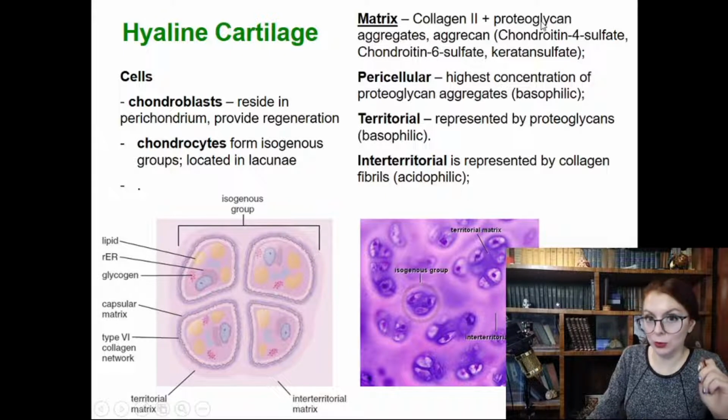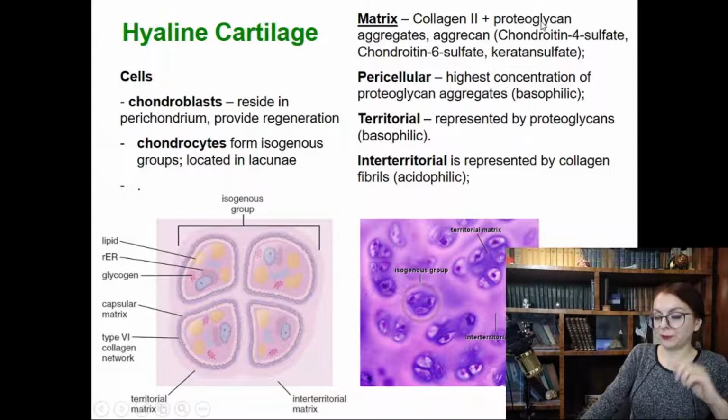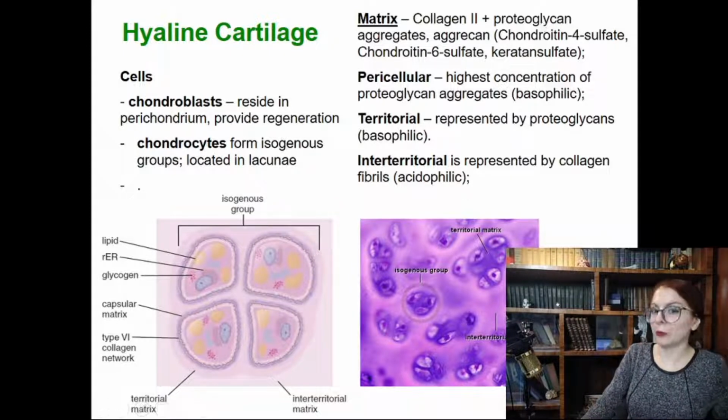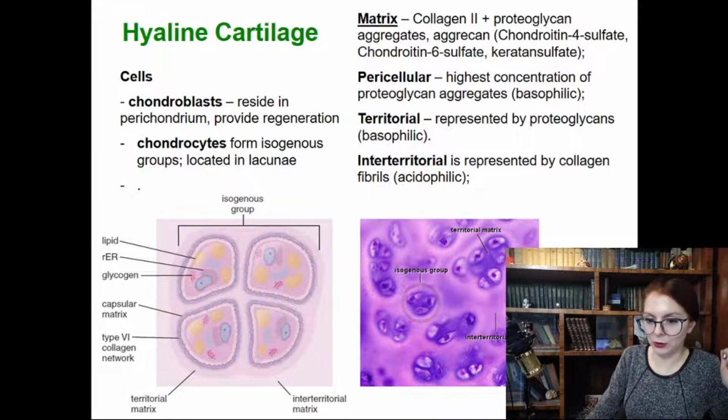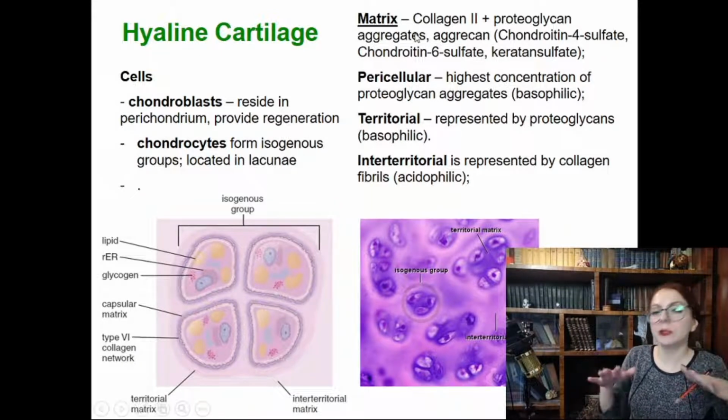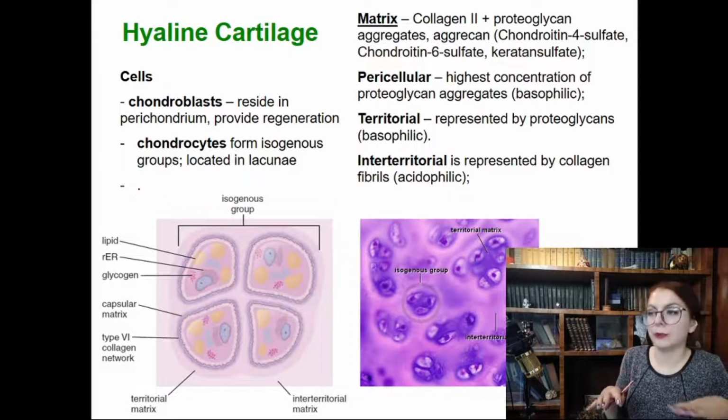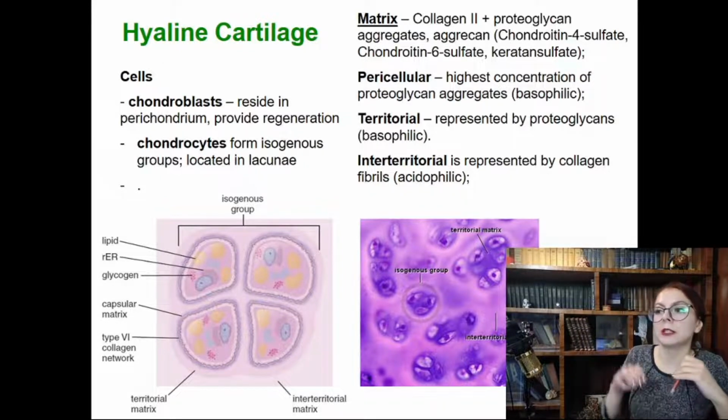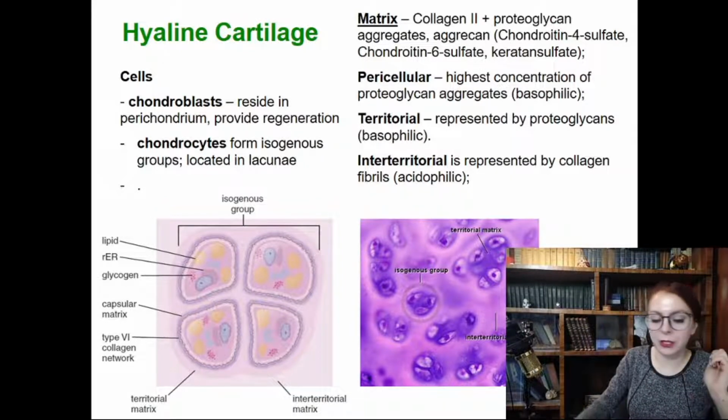What is the proteoglycan aggregate? You should remember from the topic connective tissue proper. Please return to another lecture if you do not remember. Then this matrix is distributed not uniformly, and neither are the cells. On the cross section, in the histological section, we can distinguish some regions, and let's investigate the specimen.